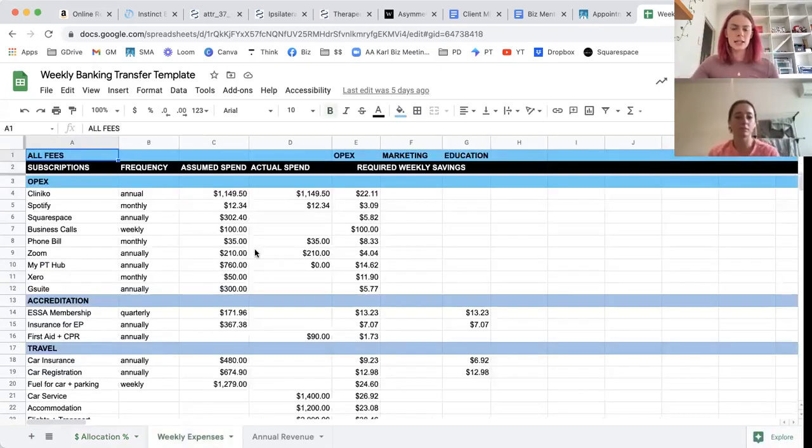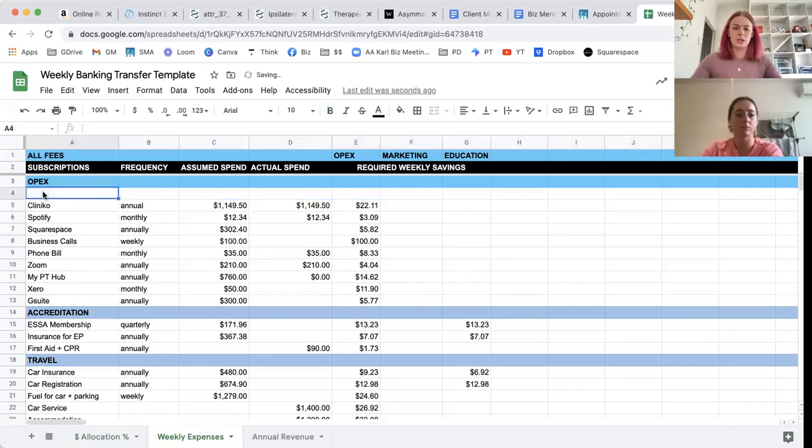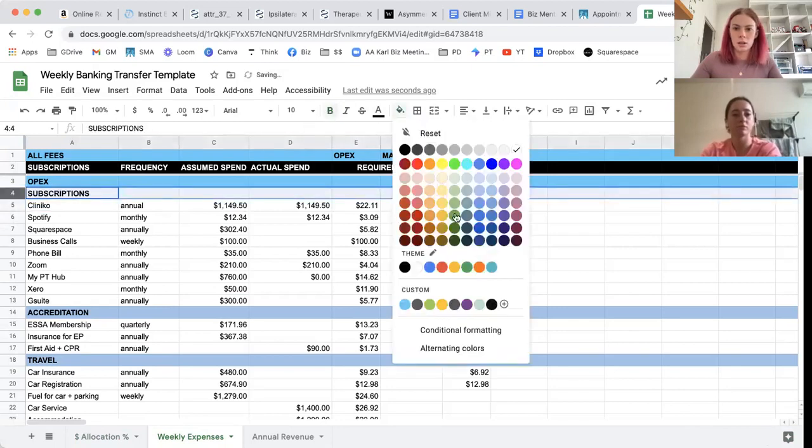So this is an example of weekly expenses. This is what you'll need to do to figure out your outgoings, because obviously they're going to fluctuate. You don't pay everything weekly, but you need to know how much you will need to have in your operating expenses account to account for all your outgoings. So I've broken these all up into categories. So operating expenses, this should actually say subscriptions.